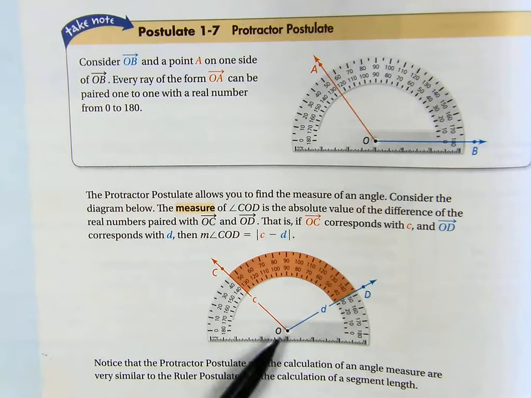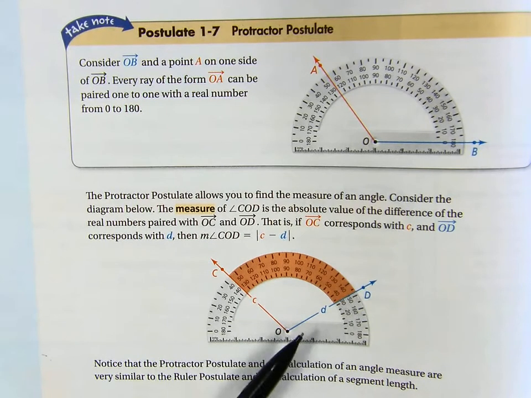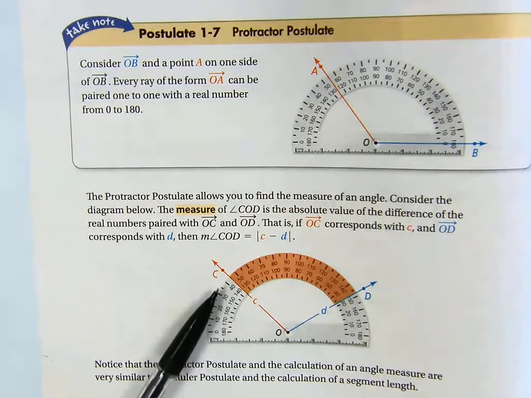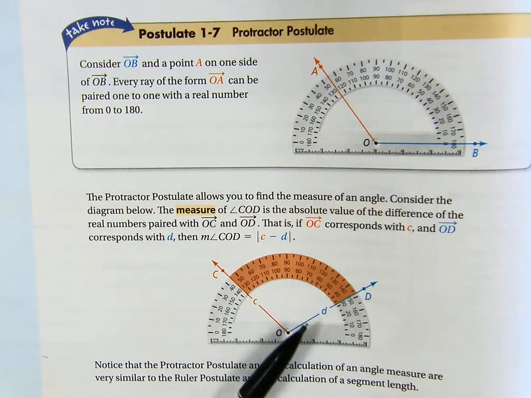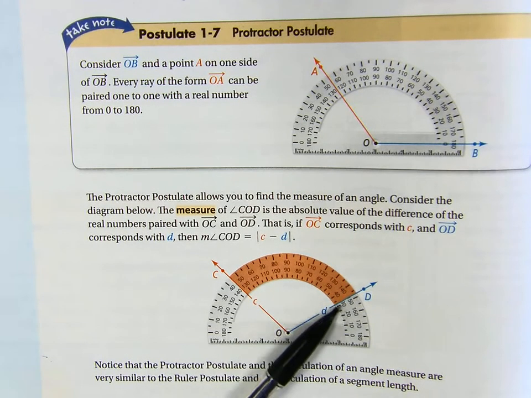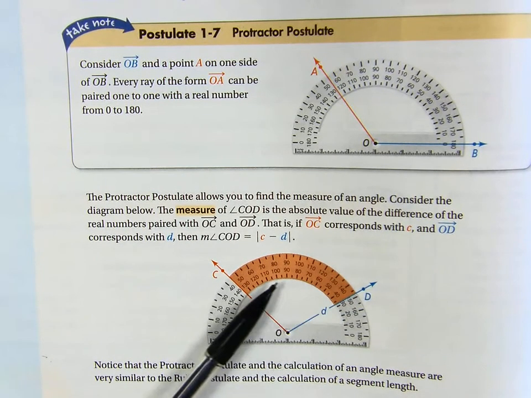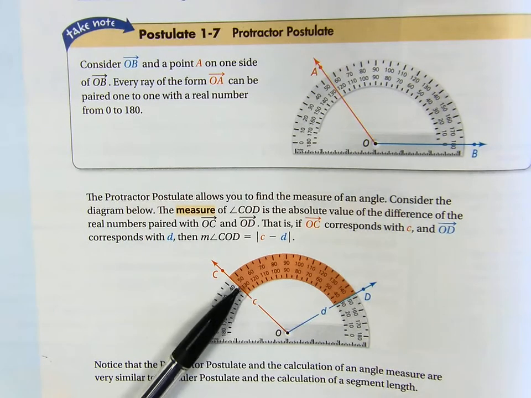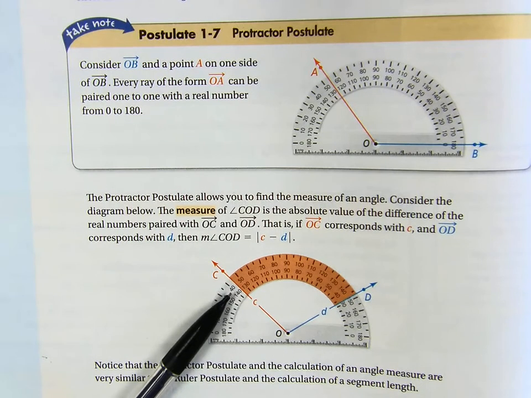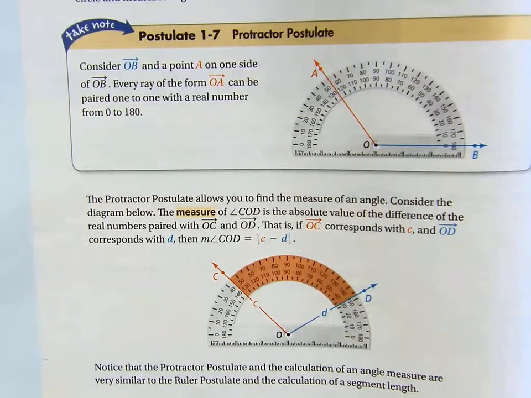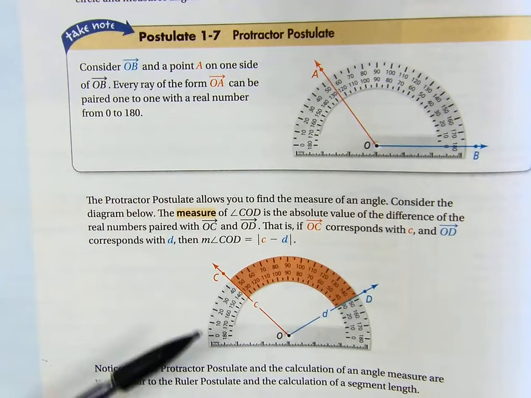We've got an angle COD, right? And instead of having to worry about whether it's obtuse or acute, we just use one of these sets of numbers. For instance, if you look at this ray here, we determine the number that lines up with it. It looks like it's about a 32, maybe about 32. And this one looks like it falls in at 135. Okay, so 135 minus 32. Or you could do it the other way, 32 minus 135, because it wouldn't matter.